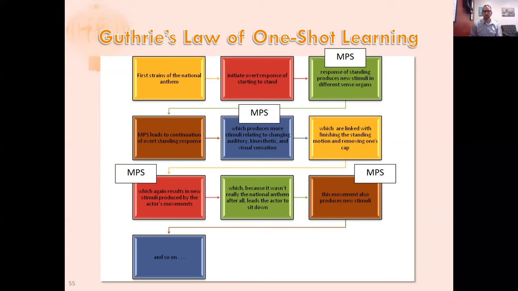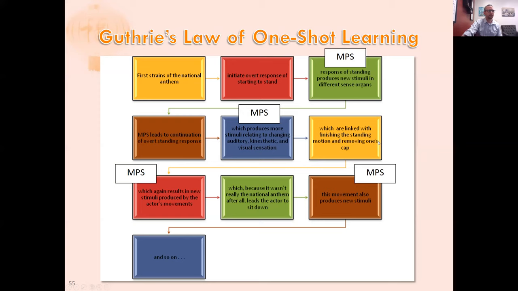So you continue to stand. And you feel, which produces more stimuli related to changing auditory, kinesthetic, and visual sensation, right? You see the world differently when you're standing. And then you remove your cap.